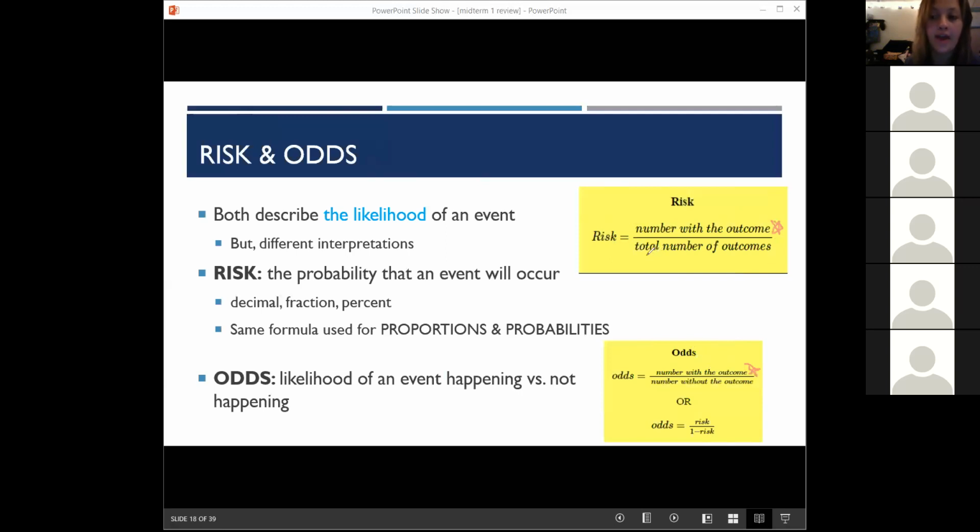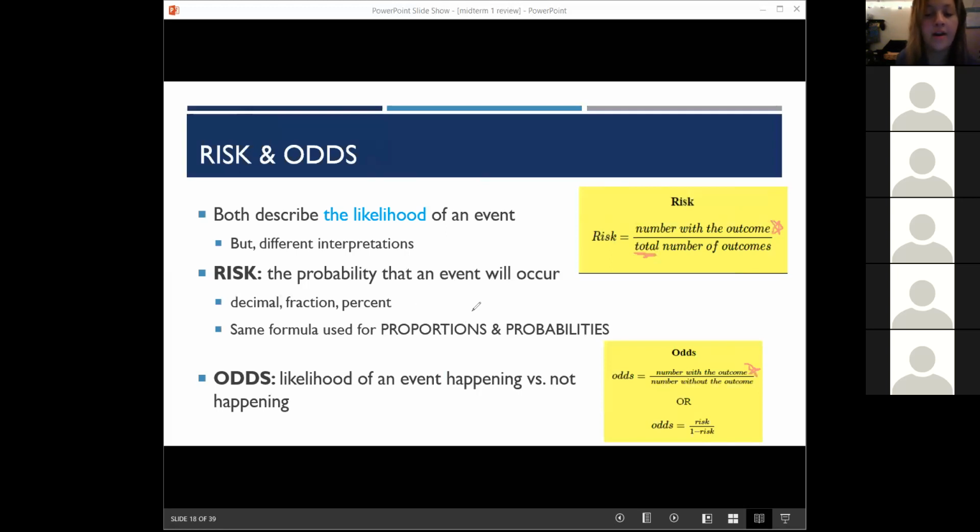So for risk, you're dividing your number with the outcome by the total number. So that's why it's saying the number with the outcome divided by the total number. So that's your risk, the probability that event will occur in general. So if you hear something like the risk of blah, blah, blah, that's basically where that comes from. It's just saying the risk that something would happen in general. If you realize, it is the same proportion that we use for proportions and probabilities, the number with the outcome divided by your total number of outcomes in this case.